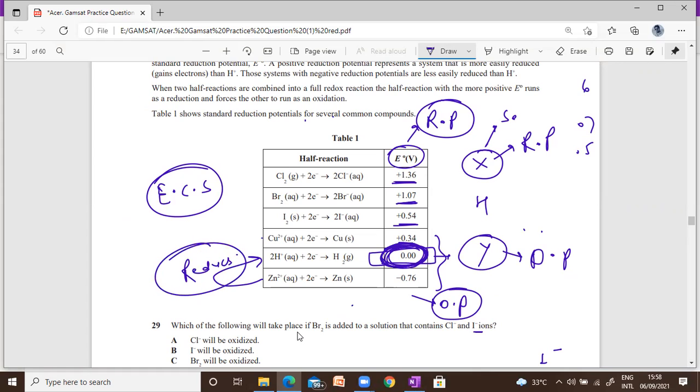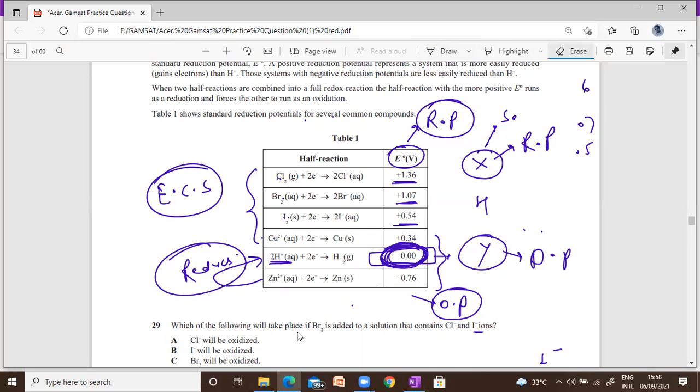Only zinc can, because every element in this table is above the hydrogen. It may be Cl2, Br2, I2, copper. Only zinc is present below the hydrogen, so zinc will reduce the hydrogen, while all the halogens, chlorine, bromine, iodine, and copper will oxidize the hydrogen. And there is another piece of information I want to tell you.